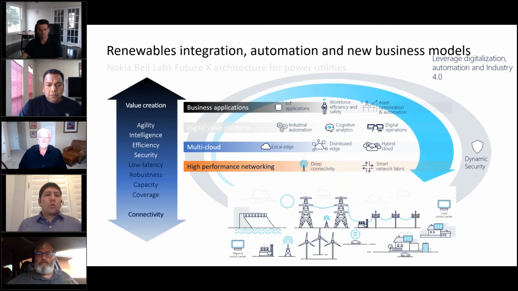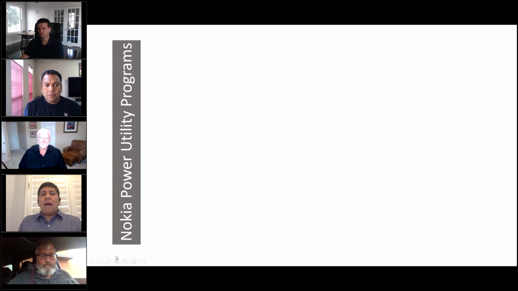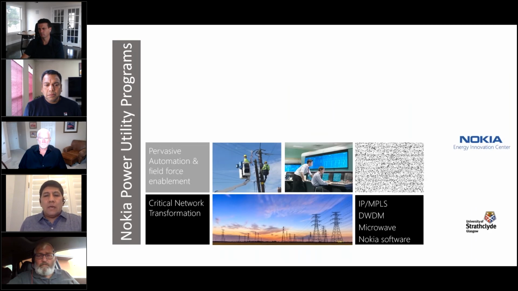That is the actual idea of the Future X architecture, which Nokia has been deploying with utilities at a certain level, depending on where they are in this process of going to the smart or the smarter grid. So if we go to the next slide, please. We will see that we actually have been working on many different fronts.